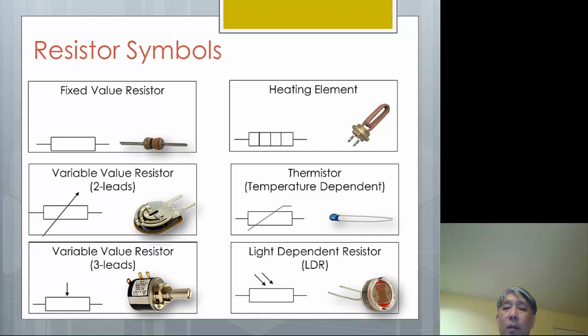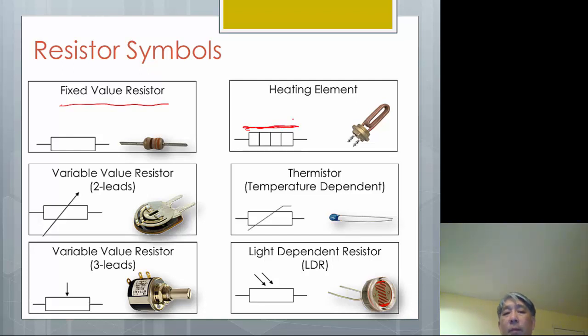These symbols are in the data book, so if you need to look them up, don't be afraid to use the data book. Okay, first off, over here, we have the standard resistor. This was the standard zigzag that we had last year. It's just a rectangle. If we have a resistor that's intended to convert electricity into heat, basically a heating element, that's going to be represented by these sets of multiple smaller rectangles.